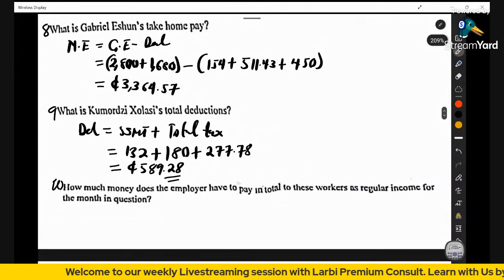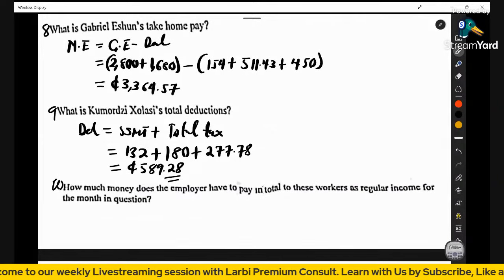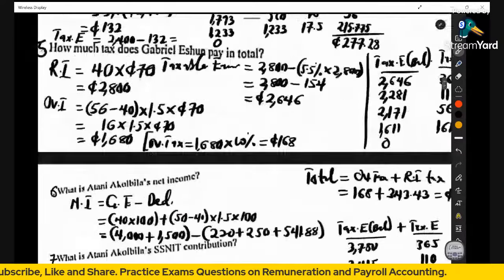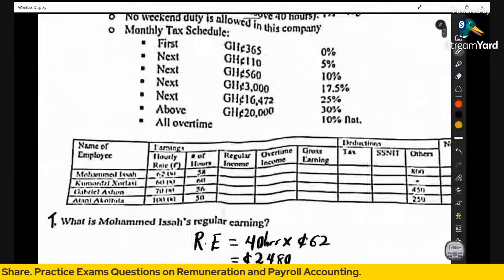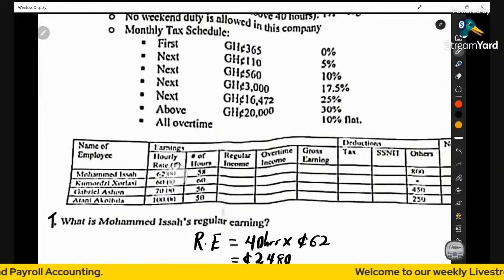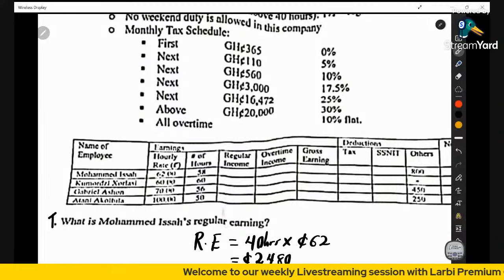Question number 10. How much money does the employer have to pay in total to these workers as regular income for the month in question? So here they're asking us to compute the regular income for these four employees, for which you know it is the standard hours multiplied by the hourly rate for these employees. And remember, you have already computed that, and we can clearly determine all of them.